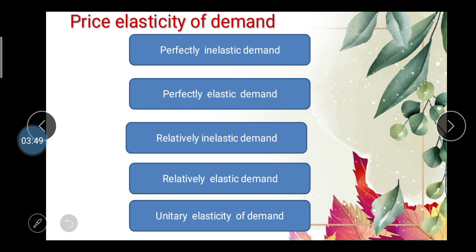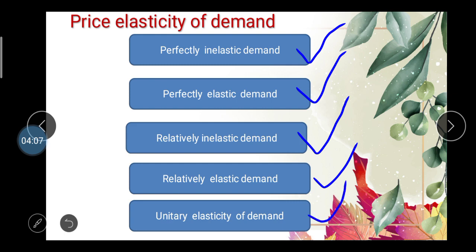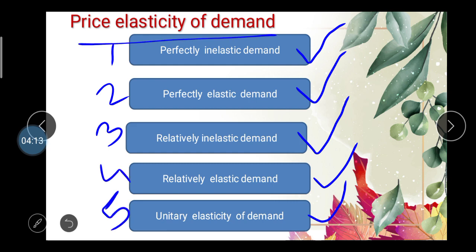Price elasticity of demand has five subtypes: perfectly inelastic demand, perfectly elastic demand, relatively elastic demand, relatively inelastic demand, and unitary elastic demand. So there are mainly 1, 2, 3, 4 and 5 types of price elasticity of demand. In the next slides you will learn about them one by one.